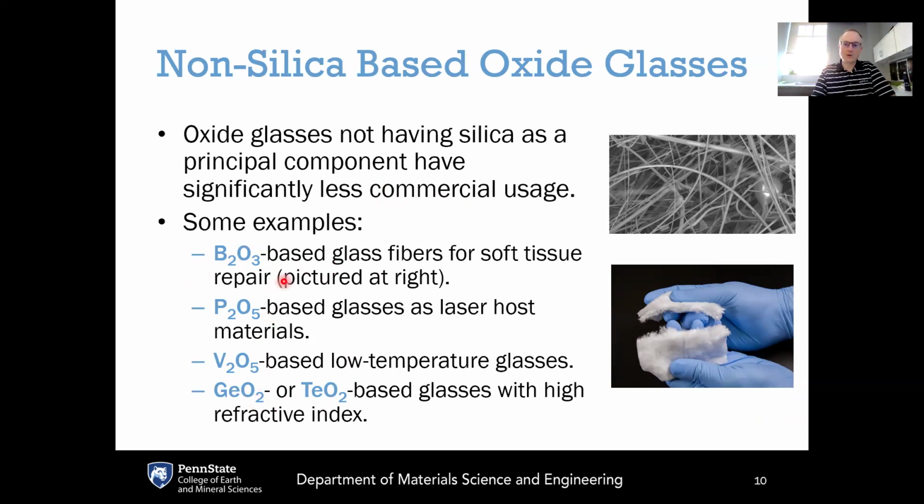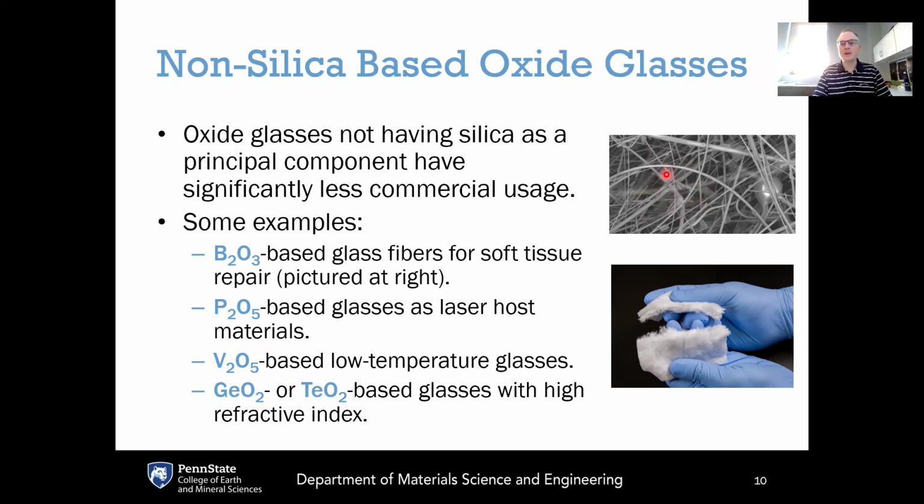Borate glasses are really interesting because of their low melting temperatures. On the downside, they tend to have poor corrosion resistance, but sometimes you can take advantage of that poor corrosion resistance. For example, B2O3-based fibers, borate glass fibers, have been used to have a medium to promote soft tissue repair.